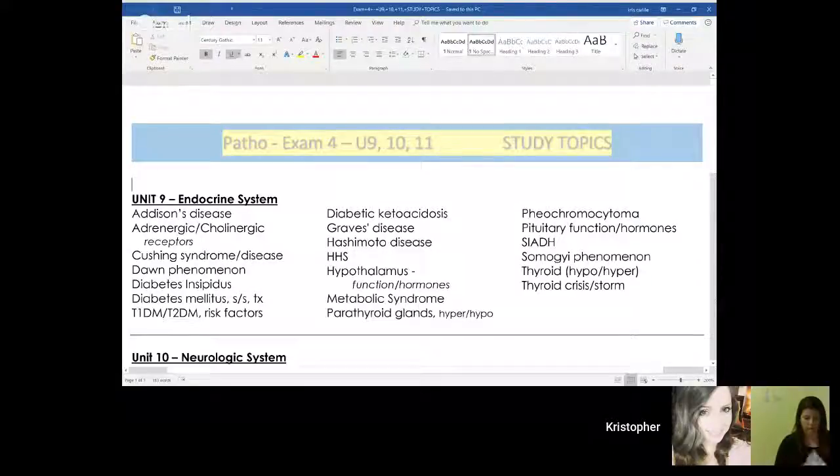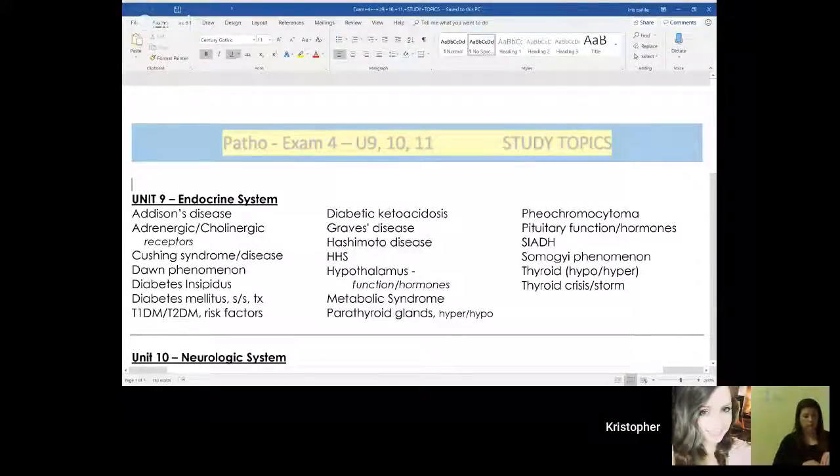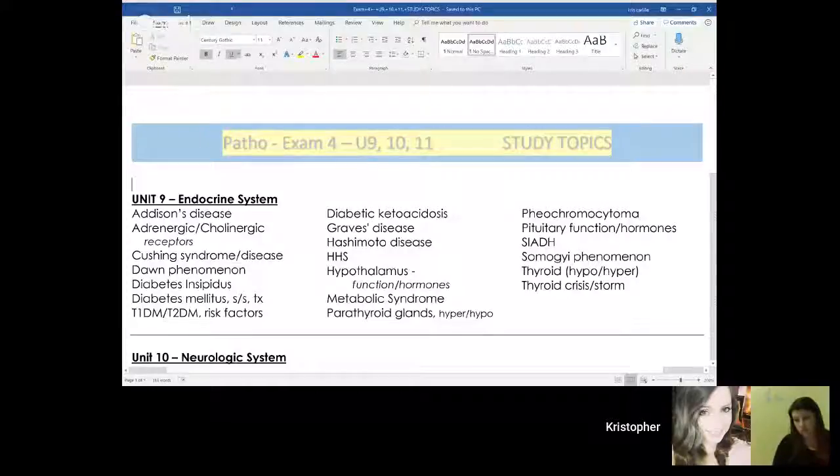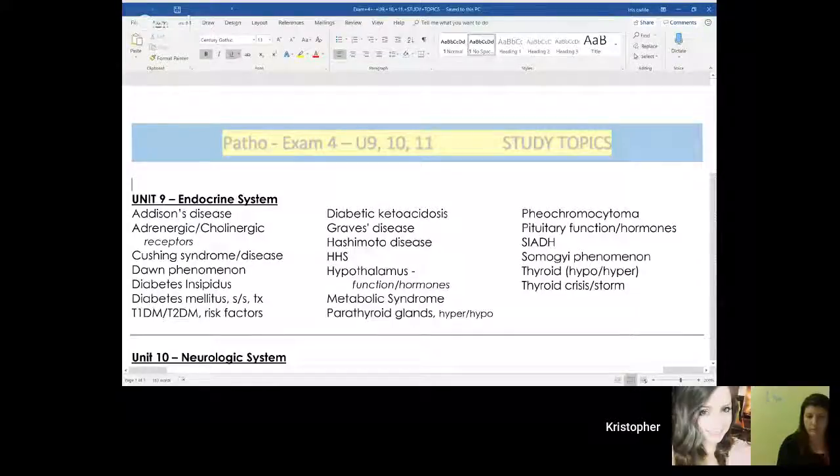Okay, so the next piece here is going to talk about the hypothalamus. What does the hypothalamus actually do in the endocrine system? It connects the neurological system to the endocrine system. Yeah, so it's the control center, right? It's the top of the food chain. That's what it does.